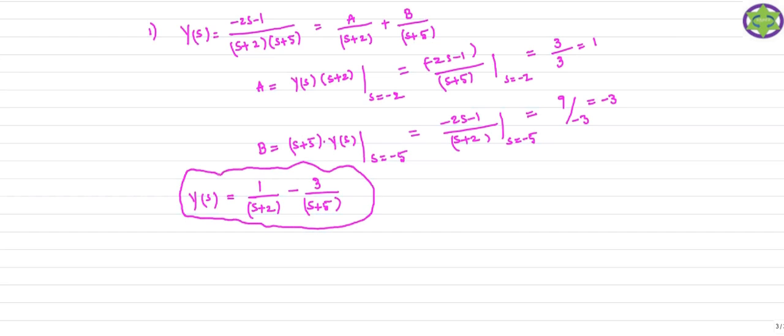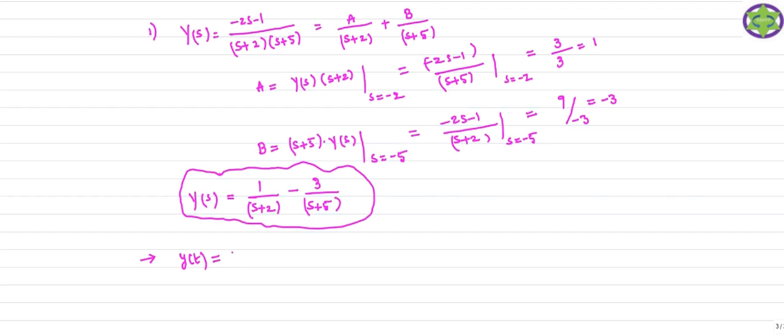For any type of problem, you just follow the sequence that I have given. In the first step, you have to find Y of s. After finding Y of s, you expand your Y of s using the partial fractions, so that I can get Y of s like this: 1 by s plus 2 minus 3 by s plus 5. Now after finding Y of s in terms of the partial fractions, you just find y of t.